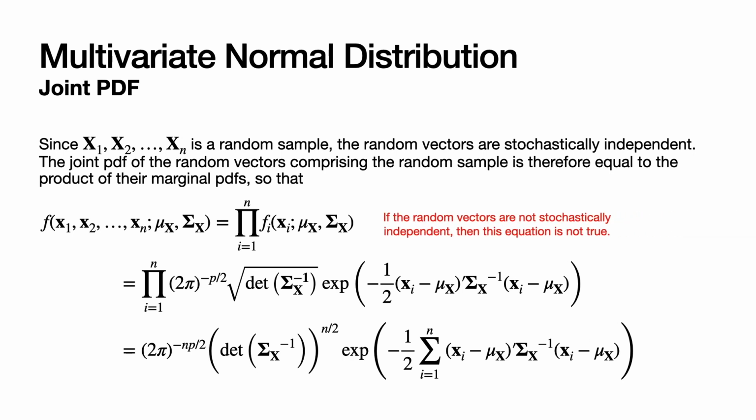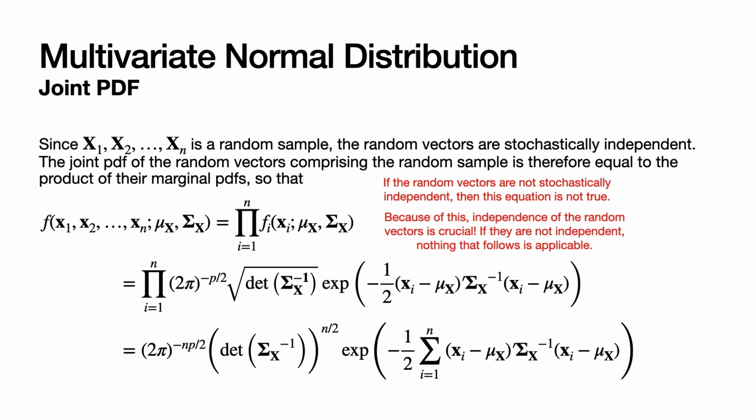Now again, if the random vectors were not stochastically independent, then this equality would not be true. Because of this, independence of the random vectors is crucial. If they are not independent, then nothing that follows is applicable, because everything that follows is based upon this construction of the joint PDF, which depends on independence.